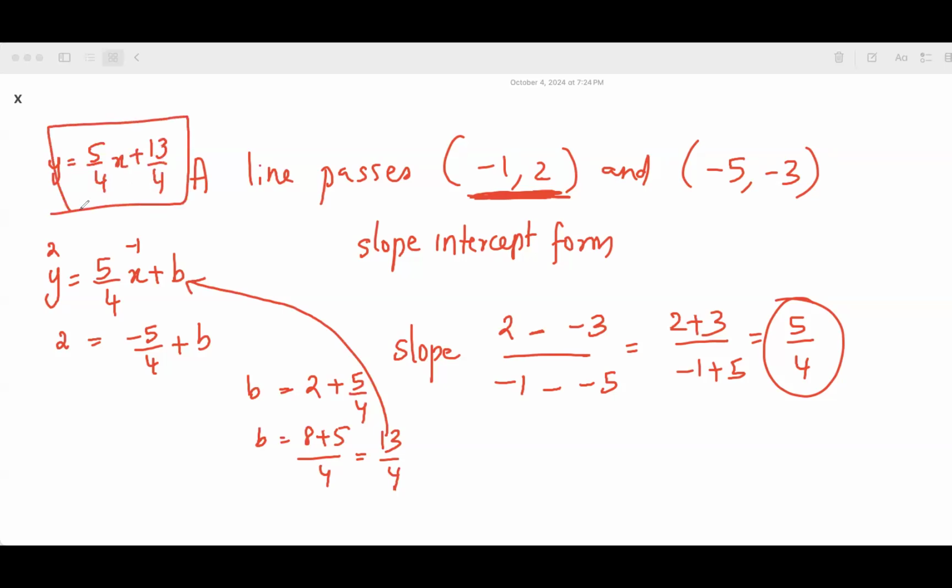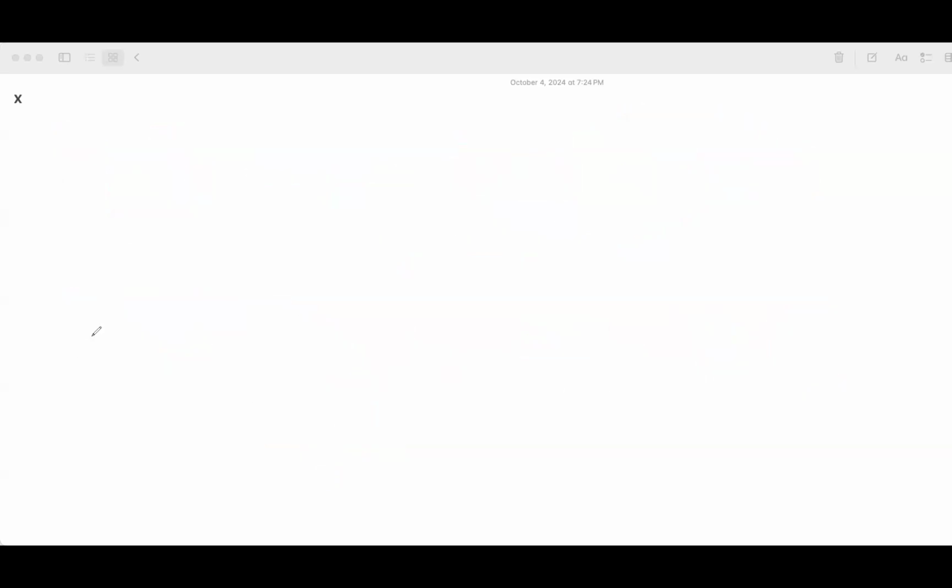Any questions? Navya, you made a mistake with the minuses and pluses, right? Yeah, see, it is very important. Please be very clear with what you're doing. You have to subtract both the points: 2 minus minus 3, minus 1 minus minus 5. You have to be very careful when negatives are involved.